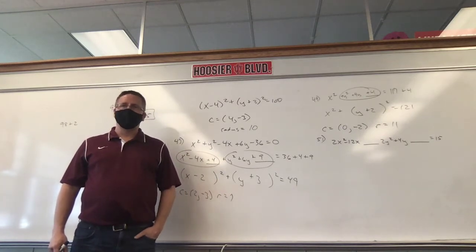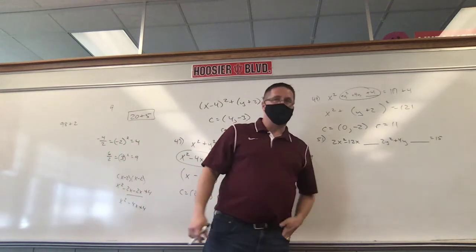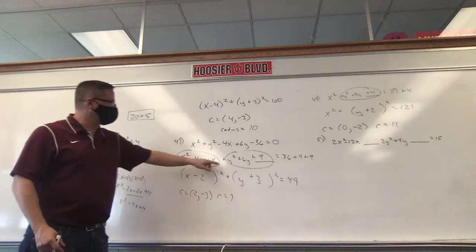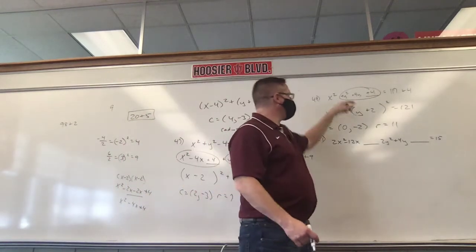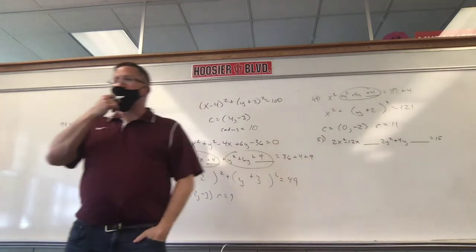Not that. Negative right there. What's really different is the coefficient in front of the x squared and the y squared is not 1. Here it was just x squared, here it was just y squared. Here we have a 2x squared and a 2y squared. So here's what you got to do.